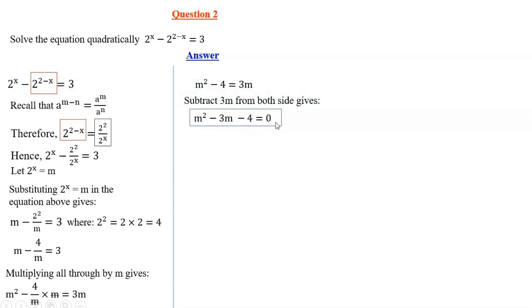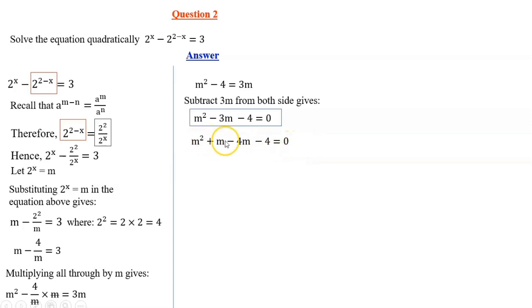In solving it in a quadratic way, the first thing is this: the middle number here is minus 3, which is a sum part. So we are going to find two numbers that when you add them, you have minus 3, and when you multiply them, you have minus 4. The two numbers are plus 1 and minus 4, because plus 1 minus 4 gives minus 3, and plus 1 times minus 4 gives minus 4. Therefore, we use the two numbers to replace minus 3m. So you have m squared plus m minus 4m minus 4 is equal to 0.